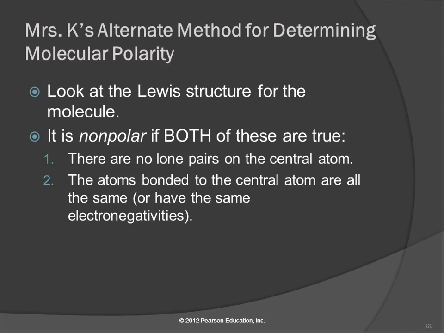Okay, so here's my alternate method. Look at the Lewis structure and ask yourself, are there any lone pairs on the central atom? Are the atoms bonded to the central atom all the same, or do they have the same electronegativities? If both of these are true, it's nonpolar. That's easier, huh? Doesn't work all the time, but works most of the time. And honestly, most of the time is awesome.